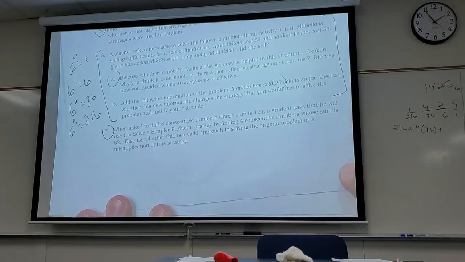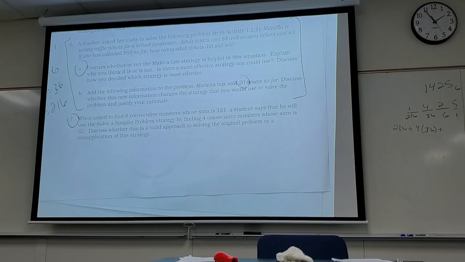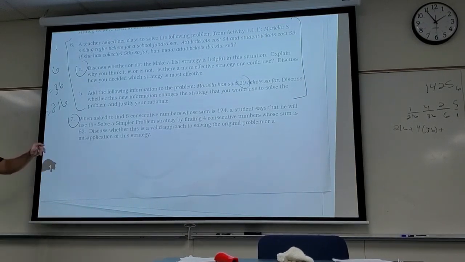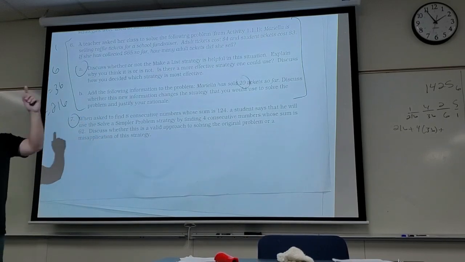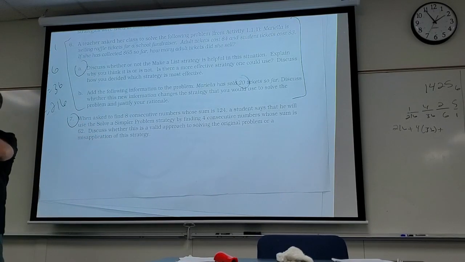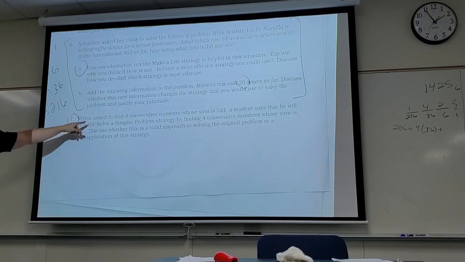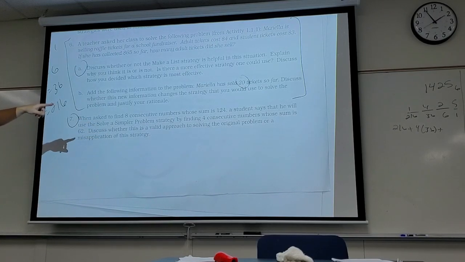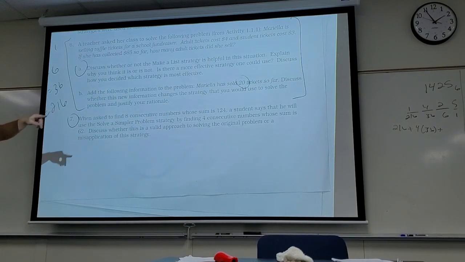Number 7 is the most interesting one in here, I think. So I was about to say you can't blame a student for thinking this will work, but I don't know if anybody out here actually thinks this will work. So he's got to find 8 consecutive numbers whose sum is 124. So he's like, okay, my teacher told me about solve a simple problem. I don't like this 8. Let me make it a simple problem. Maybe 4 numbers whose sum is 62. Do you guys see an immediate problem with that?